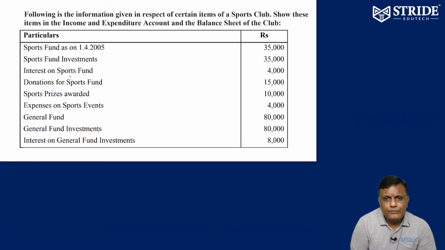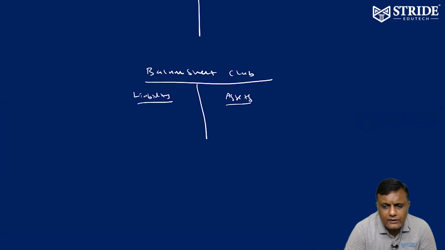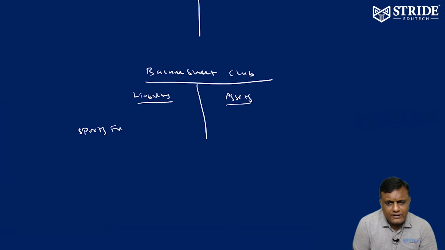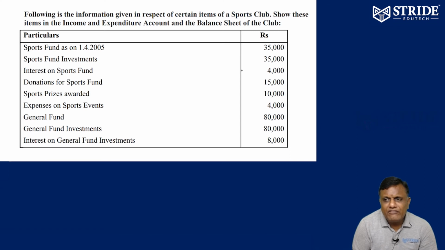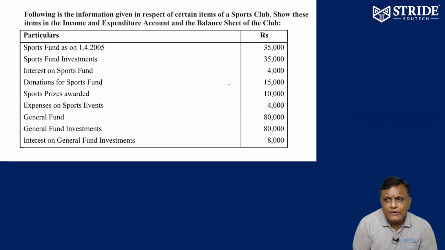Okay. Now, sports fund opening is given. How much? 35,000. Correct? This is purely a fund, and any fund given is always a liability. So sports fund opening 35,000. Any sports fund investment is available? Is it asset side? 35,000. So sports fund investment, asset side, 35,000. Interest on sports fund, how much? 4,000.